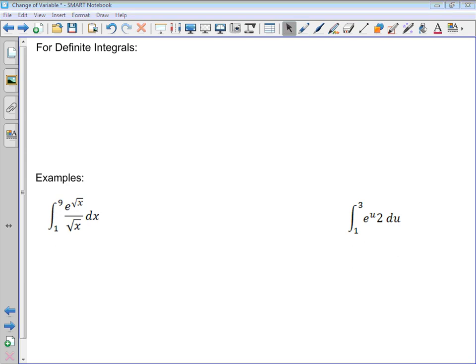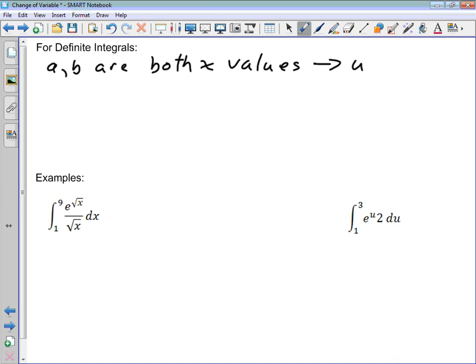Sorry about that. Now, what if instead of an indefinite integral, you have to do a definite integral here? In a definite integral, you are given these two endpoints, a and b. The a and b values that you're given are x values. If we want to do this substitution, or this change of variables, we have to convert those into values of u to properly do our integration, if we're going to be integrating over u.